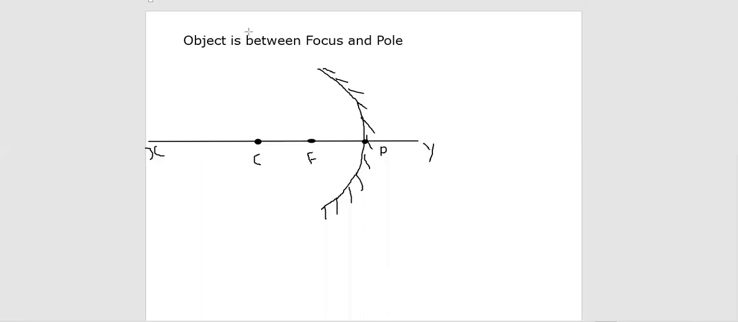Suppose consider an object is there, and that object is between focus and pole. This one is focus, and this one is pole. So the object is between focus and pole.